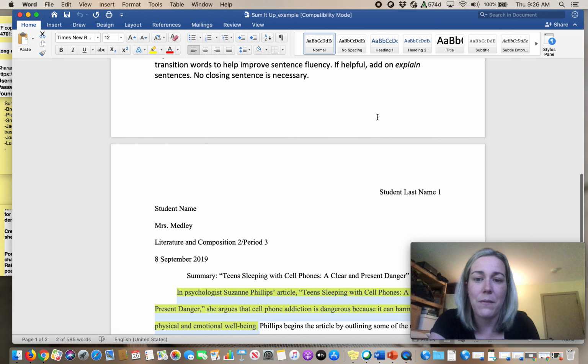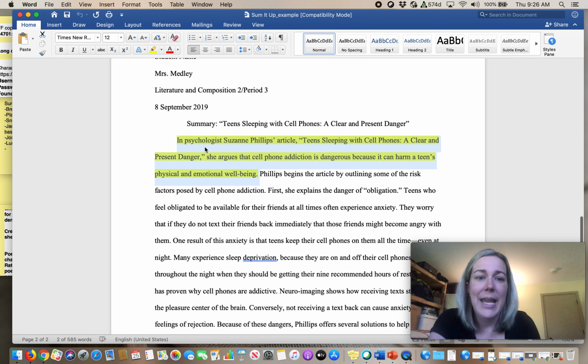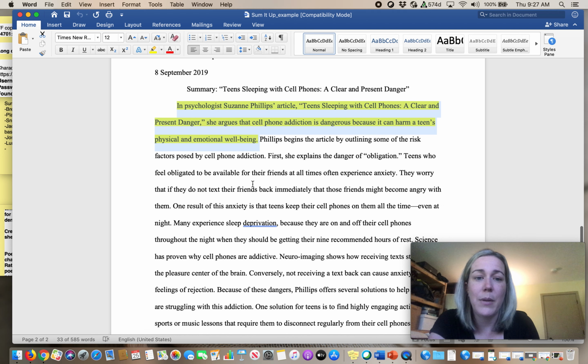And it'll sound very familiar to you. It says, in psychologist Suzanne Phillips' article, Teens Sleeping with Cell Phones, A Clear and Present Danger, she argues that cell phone addiction is dangerous because it can harm a teen's physical and emotional well-being. Phillips begins the article by outlining some of the risk factors posed by cell phone addiction. First, she explains the danger of obligation. Teens who feel obligated to be available for their friends at all times often experience anxiety. Bingo! Here's that first point that was in your box of your main ideas, okay?